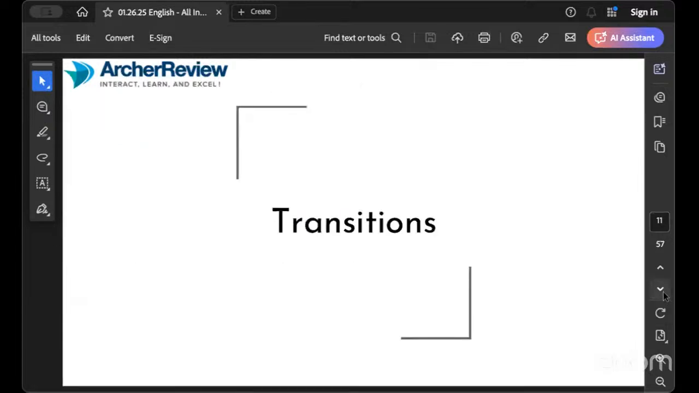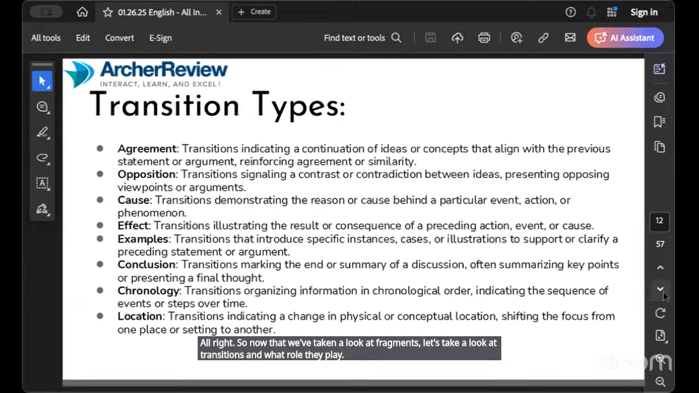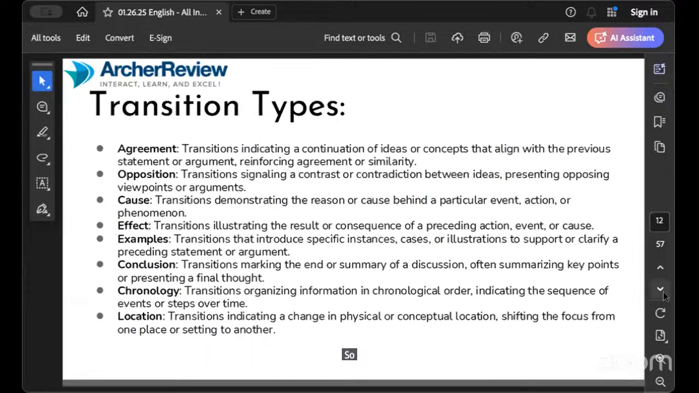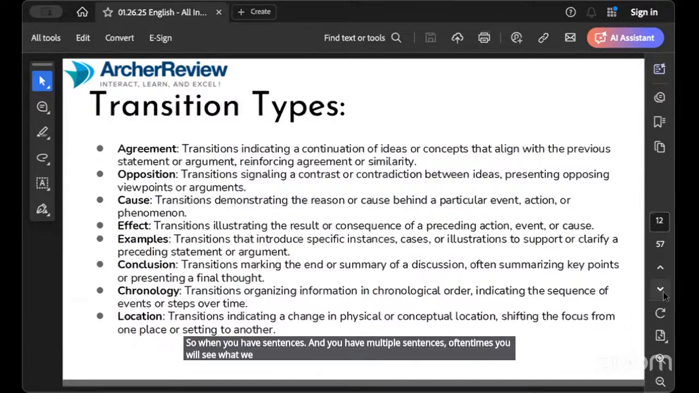All right. So now that we've taken a look at fragments, let's take a look at transitions and what role they play. So when you have multiple sentences, oftentimes you will see what we call transitions that exist between sentences or between paragraphs, and they are going to help show a movement from one thought to the next.